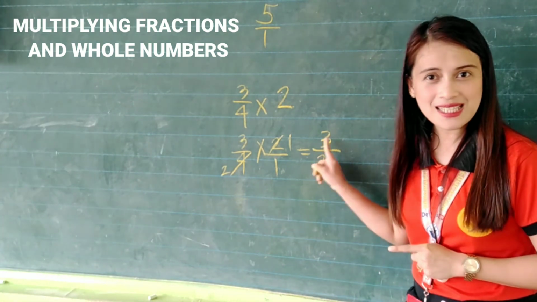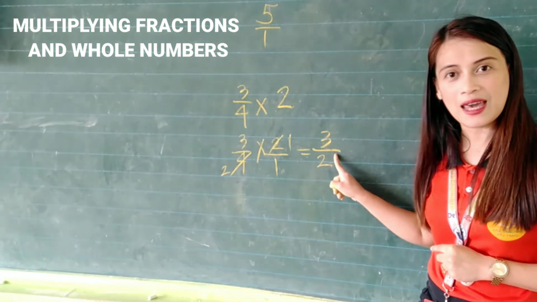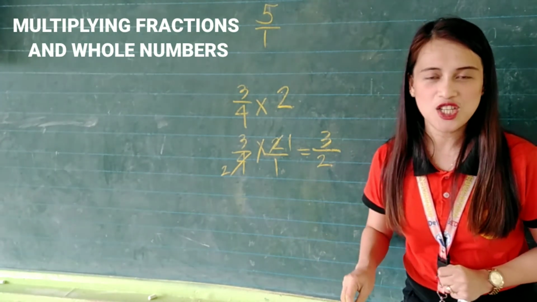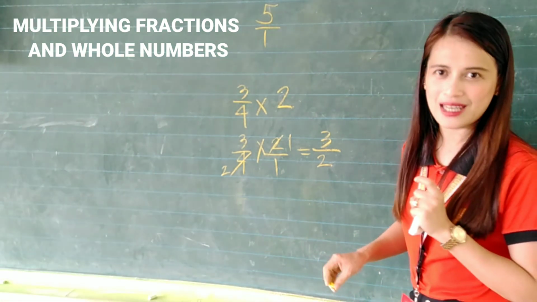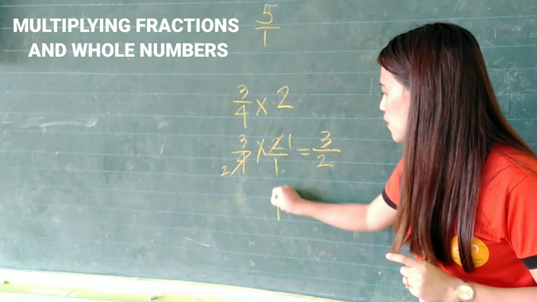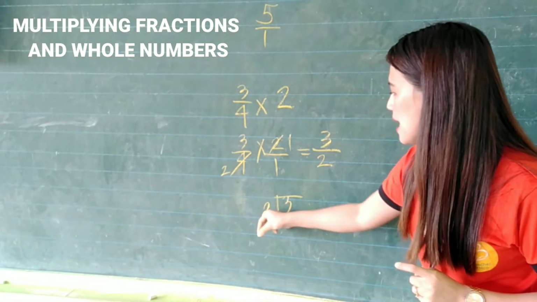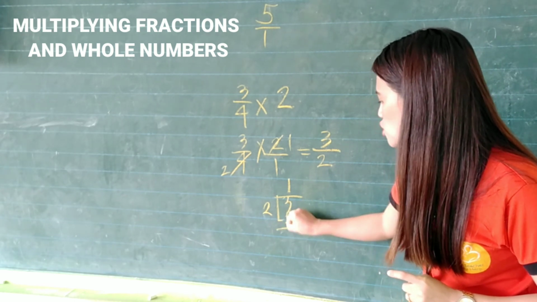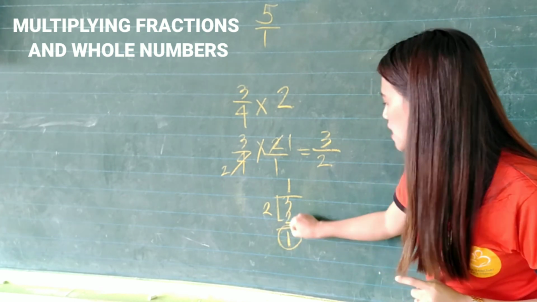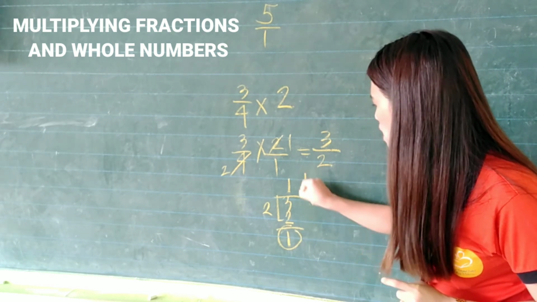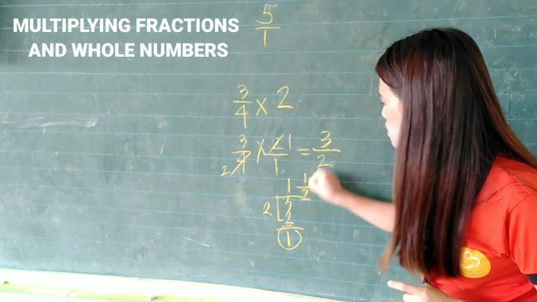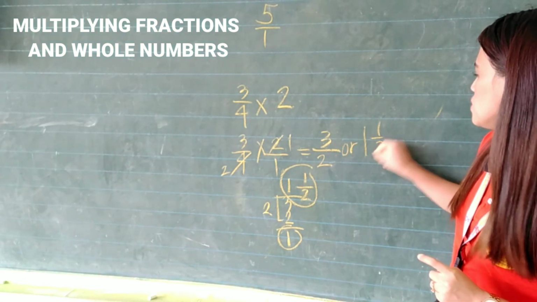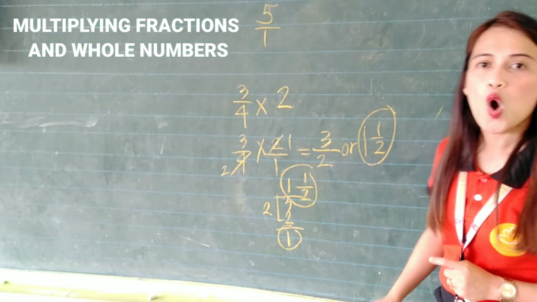Final answer na ba siya? Dili pa. Because, dako, gamay. Improper fraction. So, we have to change first into mixed number. So, i-divide na to. So, 3 divided by 2. Pila? 1. 1 times 2? 2. 3 minus 2? 1. Kopyaha si 1. Kay wala na may mag-bring down. Numerator. Kopyahon si 2. So, 1 and 1/2. So, the final answer is 1 and 1/2.